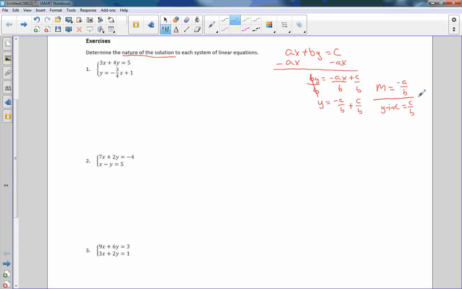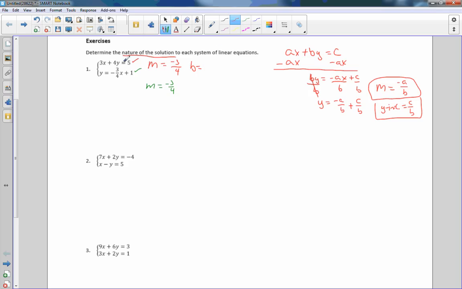Okay, so these are the two things that we are focusing on. If it is in slope-intercept form, I'm just going to state what the slope is and the y-intercept in each of these, and we will determine how many solutions by that. So 3x plus 4y equals 5. If I use my little formula over here, m is negative a, negative 3, over b, which is 4. So the slope of this one is negative 3/4. And the slope of this one is obviously negative 3/4 because it's already in slope-intercept form. So this is m and this is b.